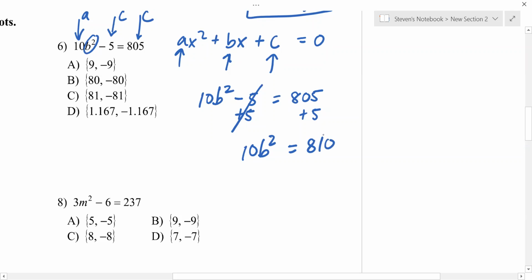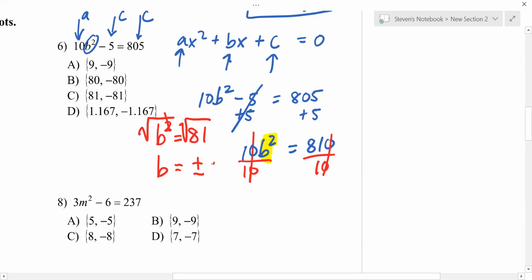And I want to get b squared to be by itself, right? Because if I do that, then all I have to do is take the square root. So I'm going to divide by 10 to get rid of that. So now I have b squared equals 810 divided by 10 is 81. And then all I have to do is square root both sides to cancel that out, and we're good to go. Square root of 81 is plus or minus 9, positive 9 and negative 9. So you can see answer choice A. There is your answer.